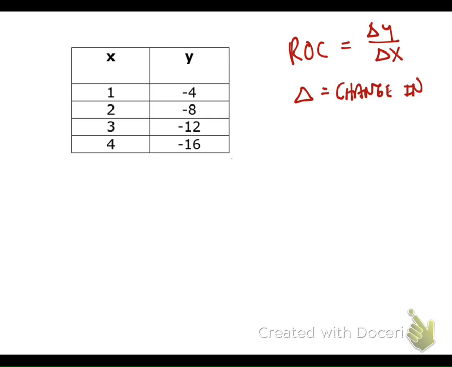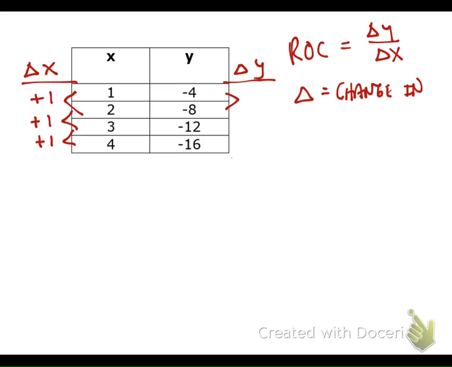Okay, so what we have to do is we have to add some columns to the table that's already existed. And the reason I start with a table is because this is going to be the most common way that we find our rate of change. Because on a table you can really see our delta x and our delta y, or our change in x and our change in y. So what I want to look at is, okay, what was my change from 1 to 2? 1 to 2. Well, I added 1. From 2 to 3, added 1. From 3 to 4, added 1.